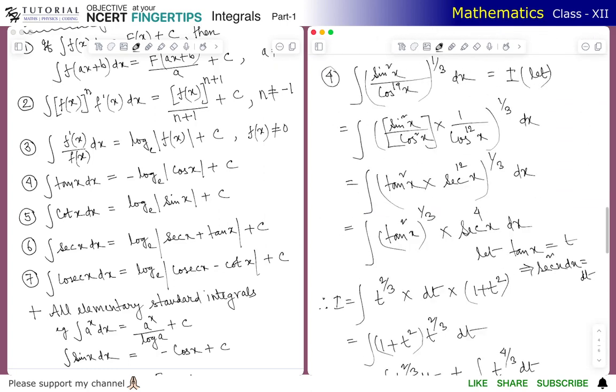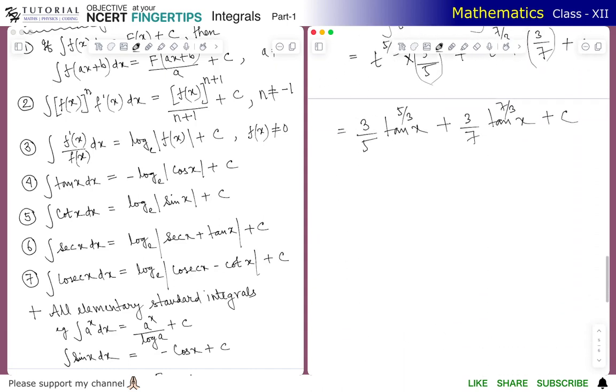Okay, let's do the next problem. Let's do this one. We have the integral of sin 2x divided by sin of (x minus pi by 3) into sin of (x plus pi by 3) dx.